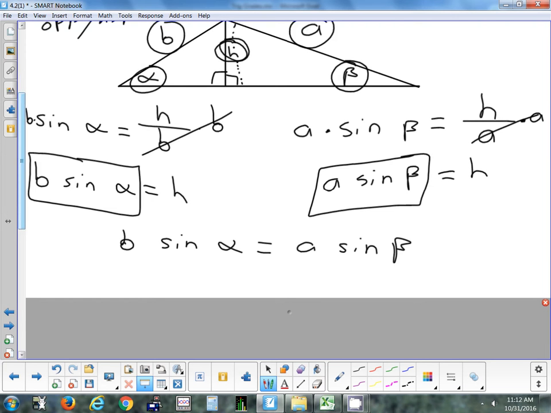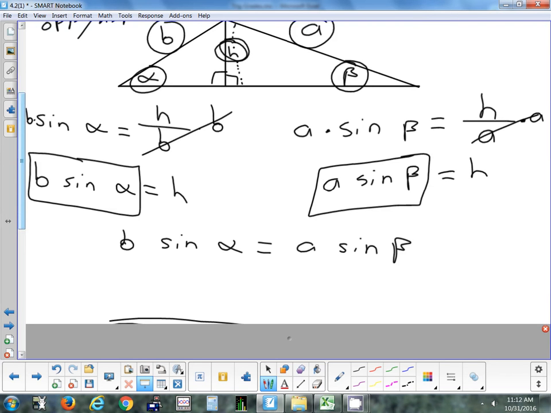Okay, and now what I would like to do is get A and alpha on the same side. So I'd like to put the A on the left, and I'd like to get B and beta on the same side. Just because in the picture, those are the ones we usually put across from each other. So how would I move A to the left side? Yep, Sam? Divide by A. And at the same time, how would I move B to the right side? Divide by B. So I'm going to divide both sides by AB.